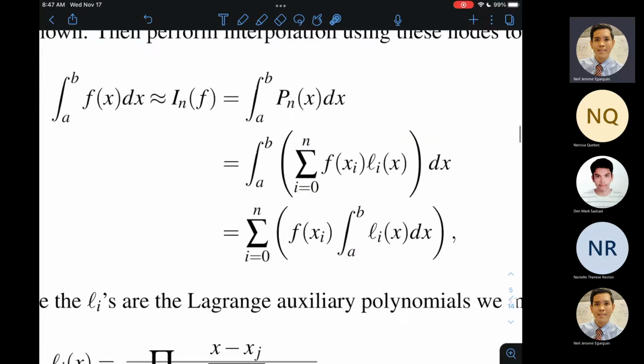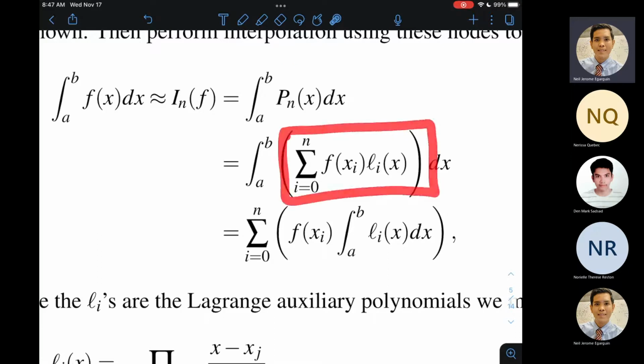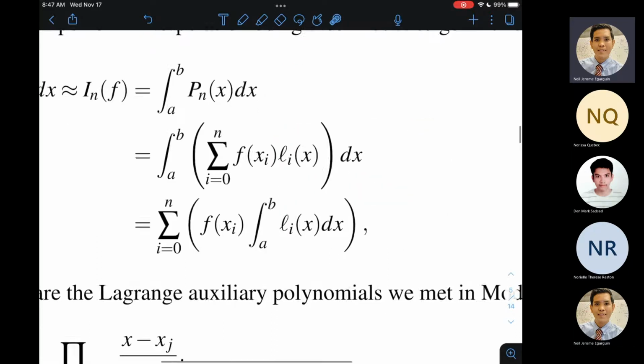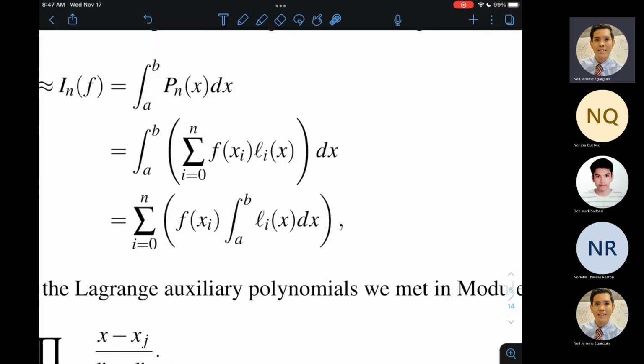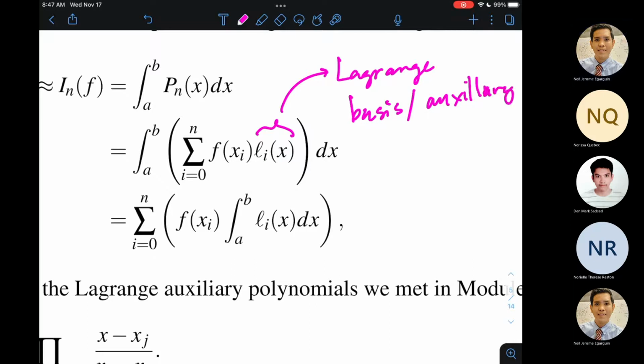And then we'll use the Lagrange interpolating polynomial or the Lagrange form of the interpolating polynomial P sub n. So yung P sub n equal lang siya dito. So if you still remember the formula, there's nothing new here. Ito yung formula sa chapter 1. Function values times L sub i of x, where the L sub i of x are the Lagrange basis or auxiliary polynomials that we met in chapter 1.